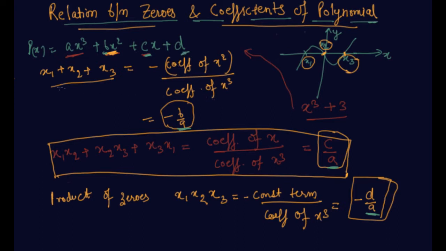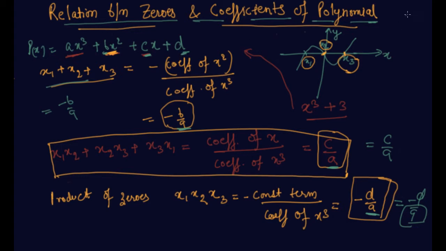So the first formula goes: the sum of all the roots is minus b by a. The sum of the roots taken two at a time is c by a, and the product of the roots is minus d by a. The signs alternate negative, positive, negative, and in the denominator you will always get a, and in the numerator you will get b, c, d one by one. I hope you guys are clear now.